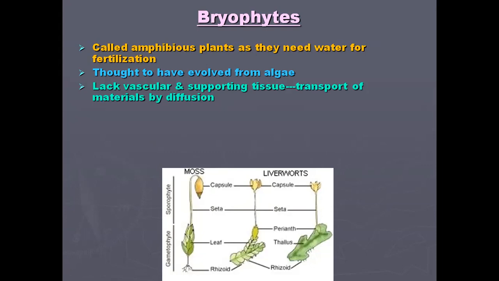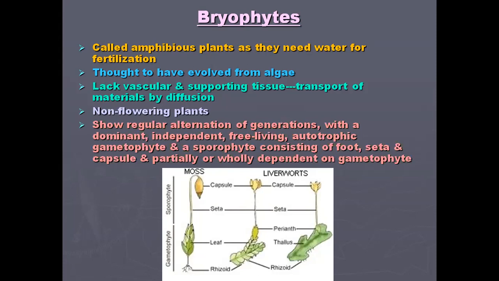They lack supporting tissue. They transport materials by simple diffusion. They are non-flowering plants. They do not produce flowers or seeds. They show a regular alternation of generation with a dominant, independent, free-living, autotrophic gametophyte, which is haploid in number, and a sporophyte consisting of only a foot, a seta, and a capsule, which is partially or wholly, most of the time, dependent on the gametophyte.